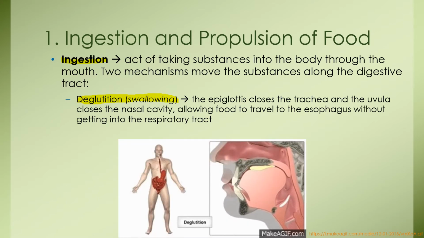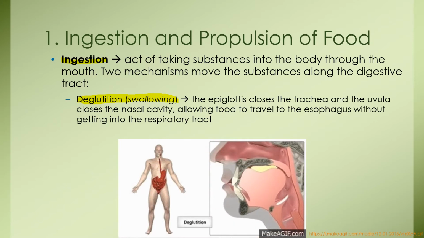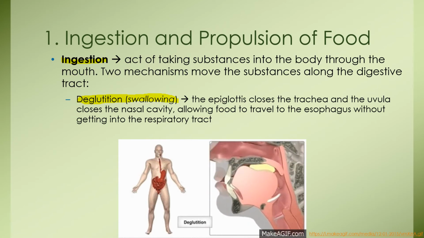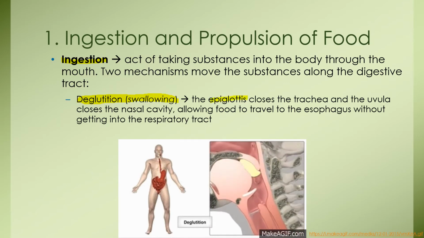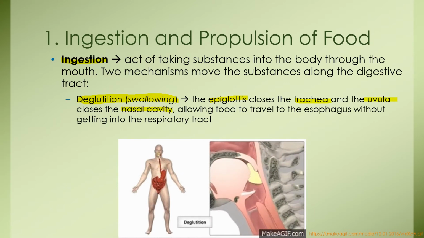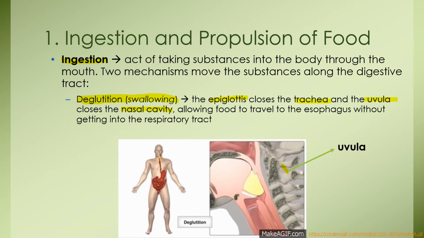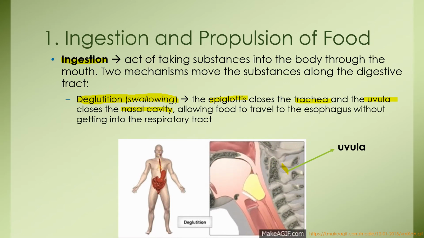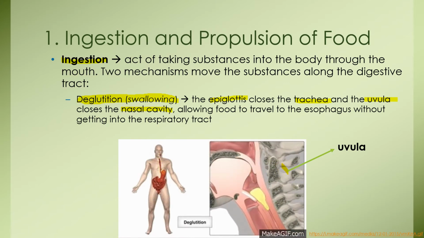What does that mean? When you eat the food, if you don't close the trachea, the food can go to your lungs, so it's not good. Okay, so what happens? The epiglottis closes the trachea, and the uvula closes the nasal cavity. Okay, so here you will be able to see the uvula, so uvula is here. Okay, the uvula closes the nasal cavity, so when you swallow, you don't get air. Okay, so it's just for a moment, you don't get any air inside.